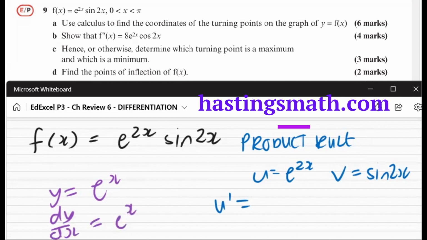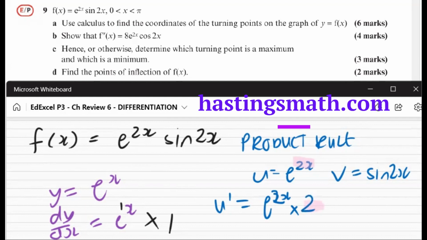But this is a function inside a function. So this little 2x, you need to then times it by the first derivative of the function inside the function, which in this case, the first derivative of 1x is just 1. But here we'd have to times it by 2 because the first derivative of 2x is just 2. So we end up with 2e^2x, the first derivative of the 2x being just 2.